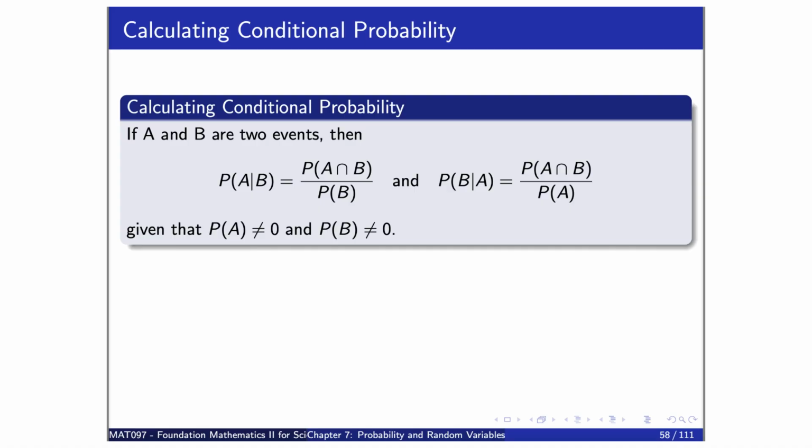The conditional probability of event A given event B is the probability of the intersection of A and B divided by the probability of B, assuming the probability of B is not zero. The same applies for the conditional probability of B given A.